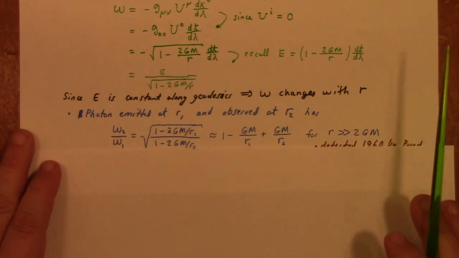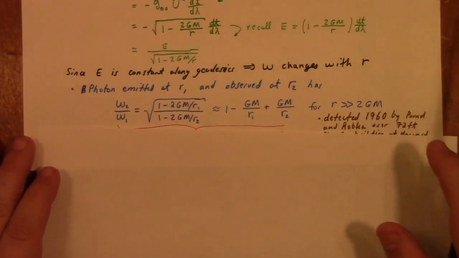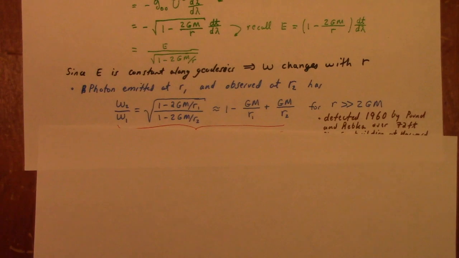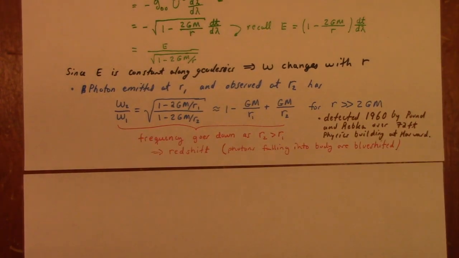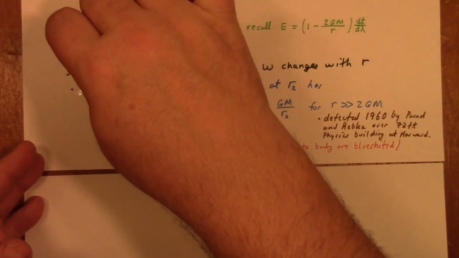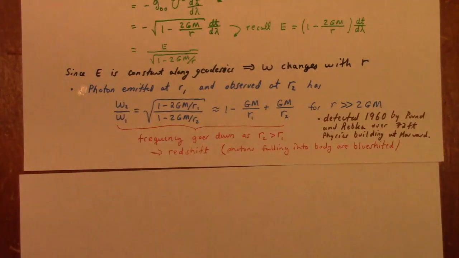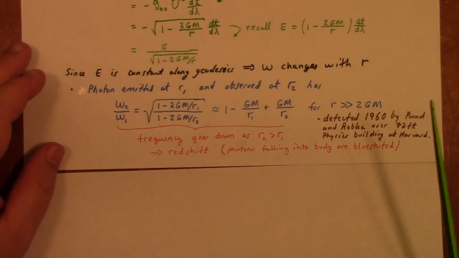And so what that means is that if photons are emitted at radius 1 and observed at radius 2, then the quotient of their frequencies is given by the square root of, as you can see there, 1 minus 2GM over r1 divided by 1 minus 2GM over r2. And if we're in the limit that r is much, much greater than the Schwarzschild radius, then you can apply the binomial series. And when you do that, you get this.